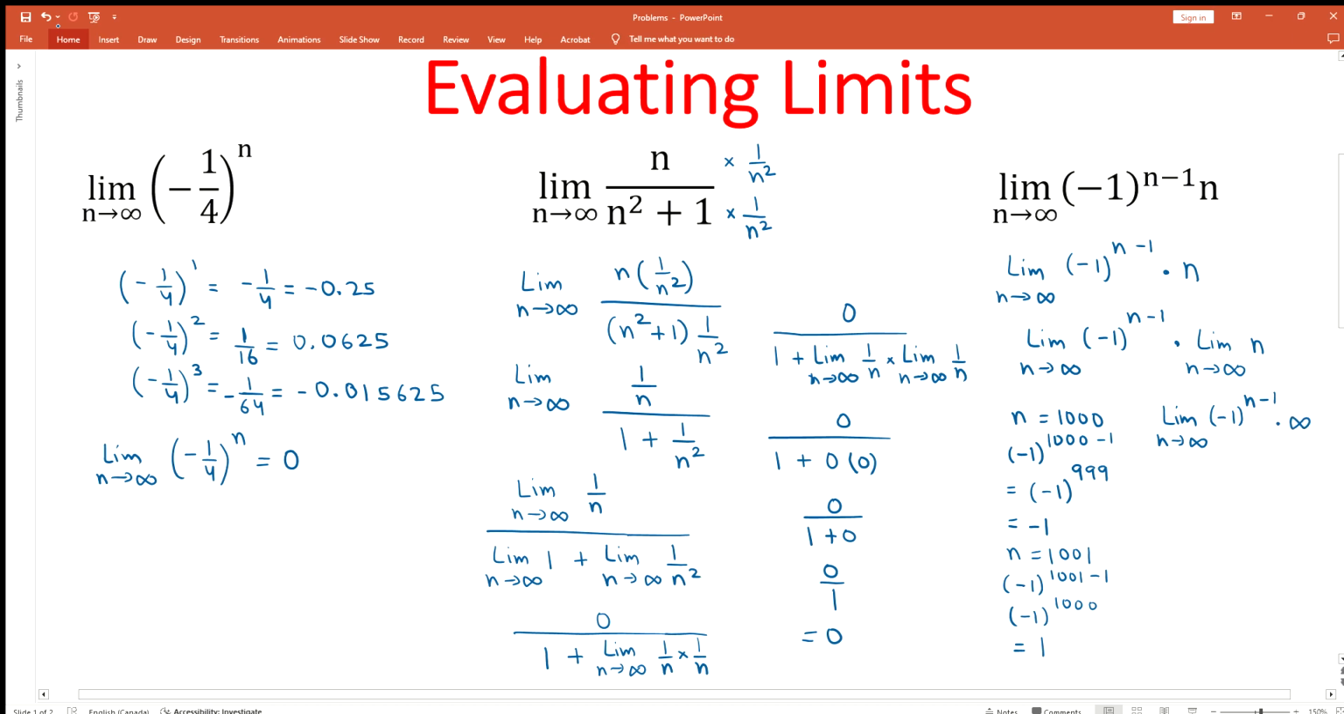Since the value of the limit for negative 1 to the power n minus 1 will flip between negative and positive values, the value of this overall limit will be in negative infinity or positive infinity. That means the limit for the given expression negative 1 to the power n minus 1 times n does not converge to a particular value. Therefore, the answer for this limit is does not exist. This is a very important concept we need to understand and memorize for this type of problem.